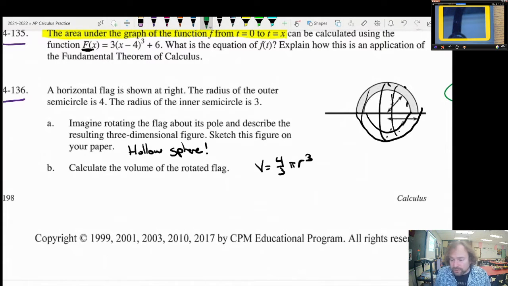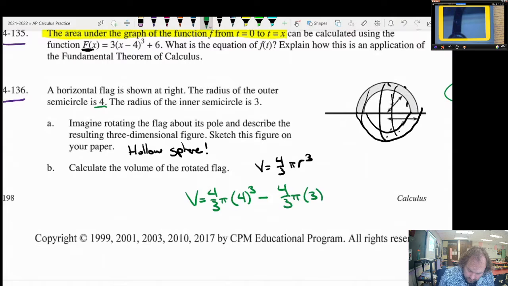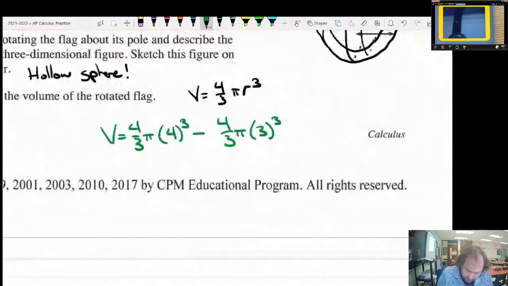But we have two spheres, so we're going to take the bigger sphere and we're going to subtract the smaller sphere. So our volume is going to be 4/3 pi times the outer sphere is 4 cubed minus 4/3 pi times the inner sphere cubed, like that. Honestly, you could probably leave it like that, and I'd be a happy guy. I know certainly the AP graders would be happy people, but let's actually shake it out. It's not going to be too terrible.